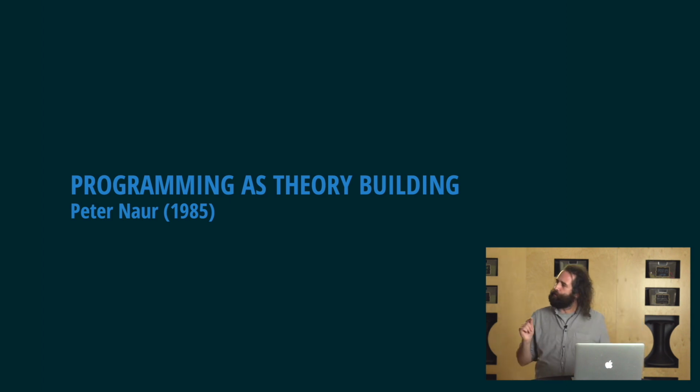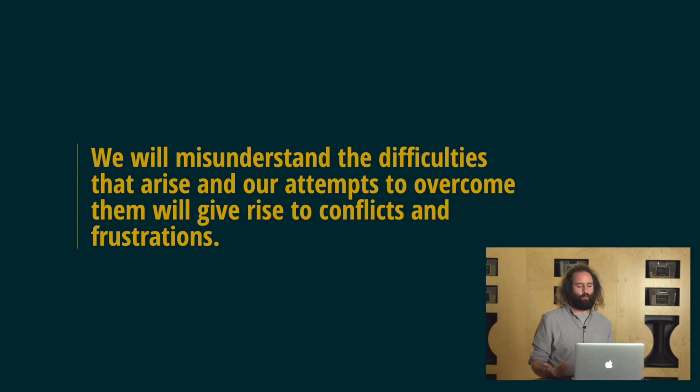And he has a very particular reason for wanting to explore this, because he says if we misunderstand, if we think programming is something it's not, then, to quote him, we will misunderstand the difficulties that arise, and our attempts to overcome them will give rise to conflicts and frustrations. He's not saying that if we just misunderstand, we'll have difficulties. No, he's saying programming is difficult. We're always going to have difficulties, but our fixes are going to be the wrong fixes if we misunderstand what we're doing. And I think we find ourselves in exactly that position, where every time a new method comes along, a new technique comes along, it doesn't seem to fix our problem, and instead just gives rise to conflict.